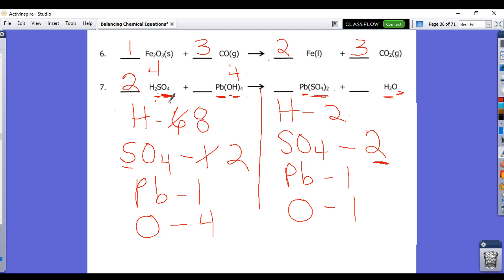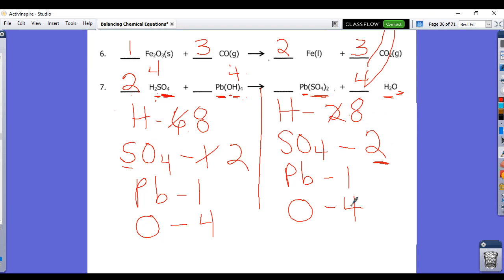All right, so now, again, our hydrogens are still not balanced. Let's see what else is not balanced. So lead is good, our oxygens. So let's go ahead and do our oxygens. So there's 4 here, and there is only 1 here. So let's make a 4, because 4 times 1 gives us 4. But now we have 8 oxygens. So as you can see, 4 times 2 is 8. Now that made it all balanced.